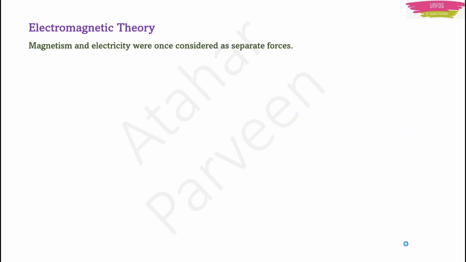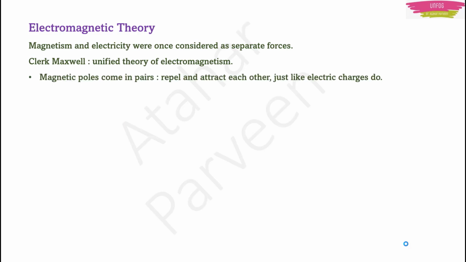Actually, in older days, magnetism and electricity were considered separate forces. No one even imagined that the magnetic and electric fields might move together. That wasn't in anyone's imagination. But then the electromagnetic theory came, given by Clerk Maxwell. He gave this unified theory. He told that magnetic poles come in pairs, like the electron and proton, or the positive charge and the negative charge. In the same way, the North Pole and the South Pole come in pairs. They can repel and attract each other, just like electric charges.